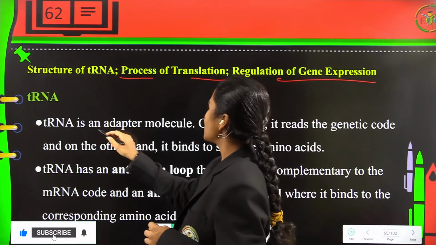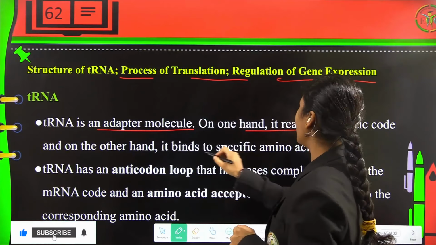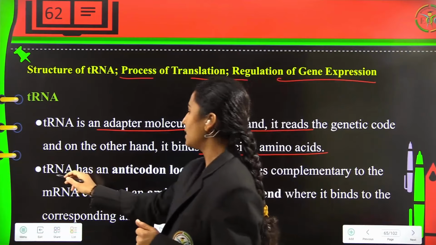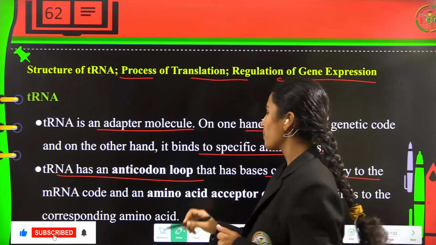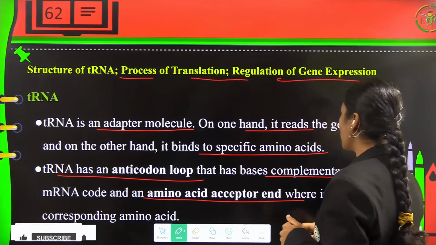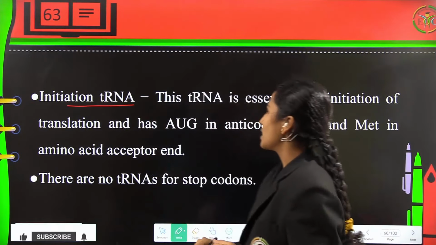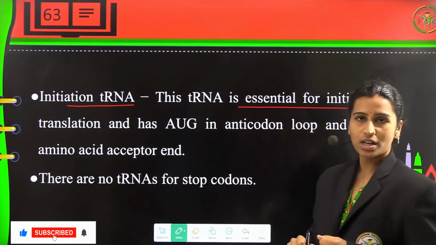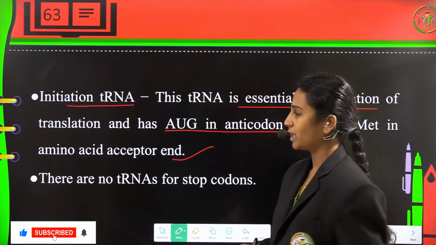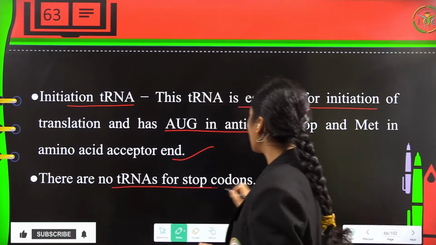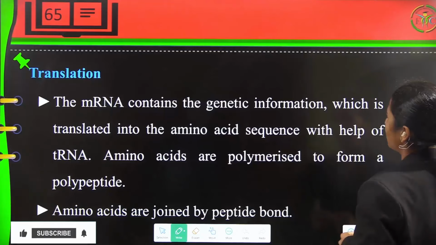So tRNA is an adapter molecule: on one hand it reads the genetic code, and on the other hand it binds specific amino acids. tRNA has an anticodon loop, where the bases are complementary to the mRNA code, and an amino acid acceptor end, where it binds the corresponding amino acid. Now the initiator tRNA is essential for initiation of translation and has AUG in the anticodon loop and Met at the amino acid acceptor end, and there are no tRNAs for stop codons. So this is the structure of the tRNA molecule.